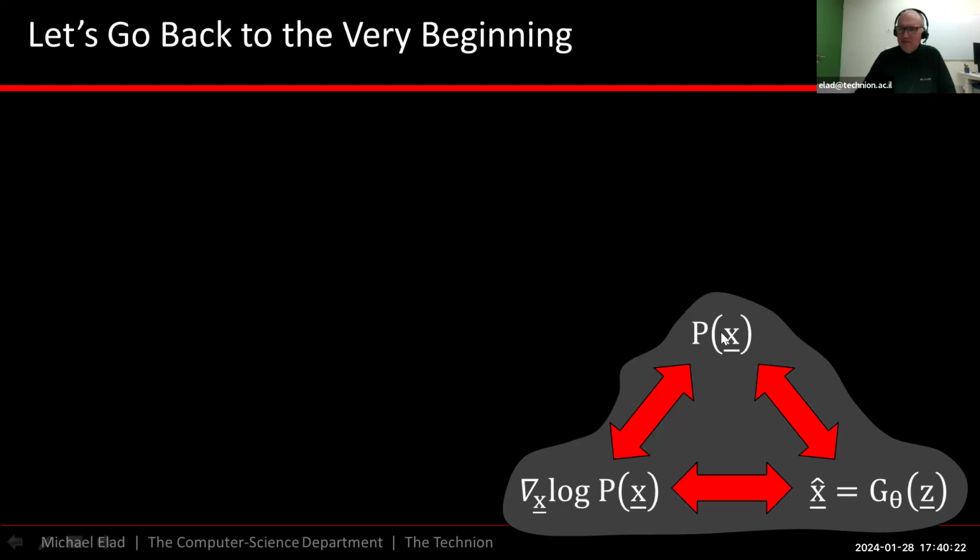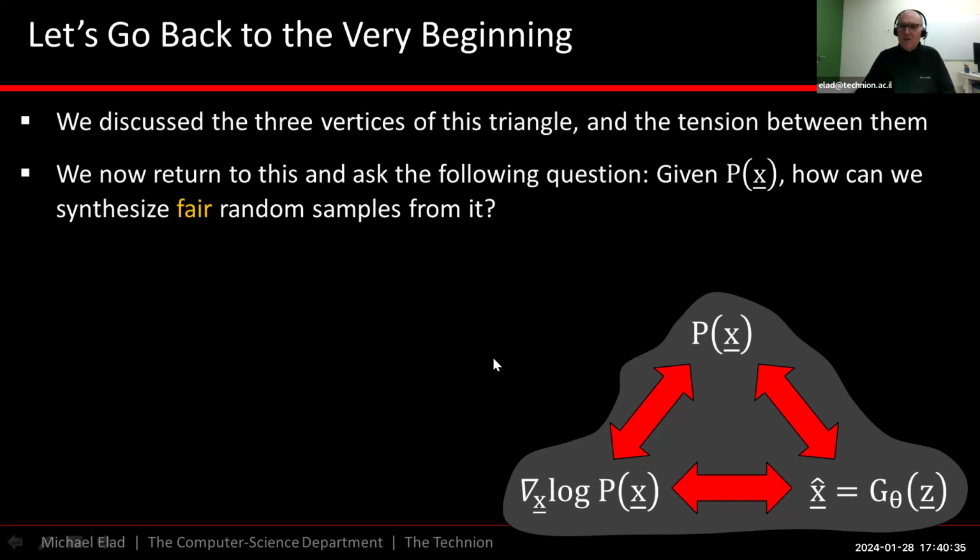We saw this triplet: knowledge of P of X, sampling from P of X, and the score function that we can approximate and has a relation to the other two in some way. We discussed heavily the three corners of this triangle. And now I'm coming back to the main question.